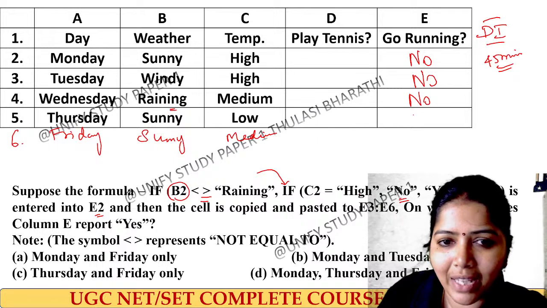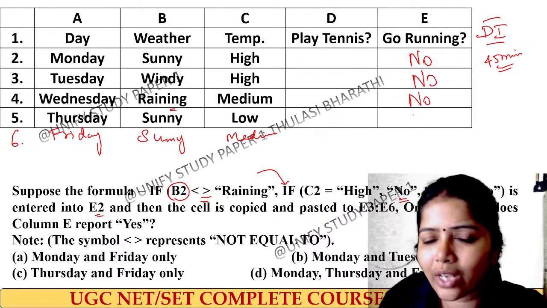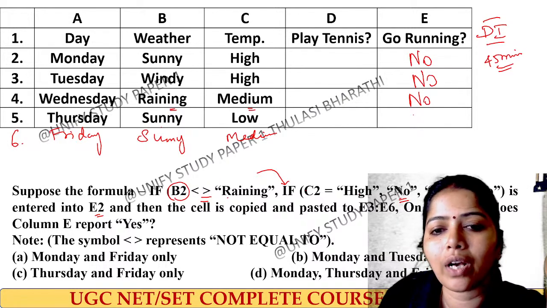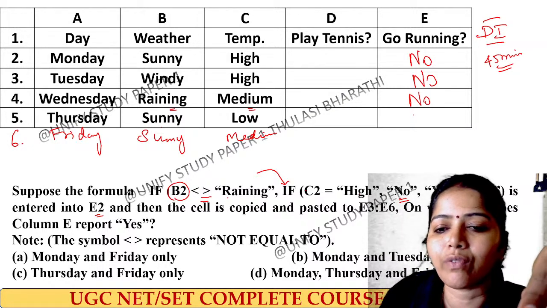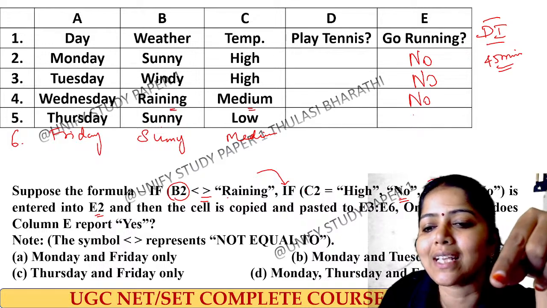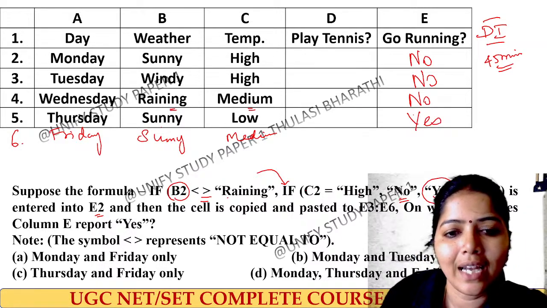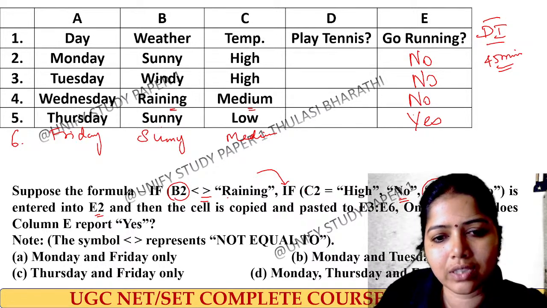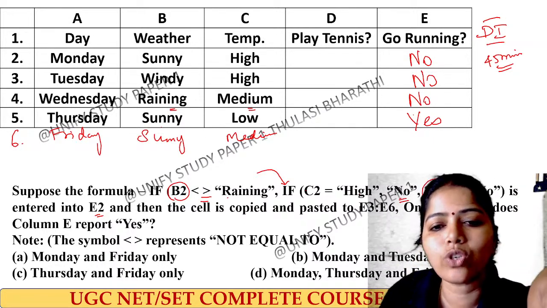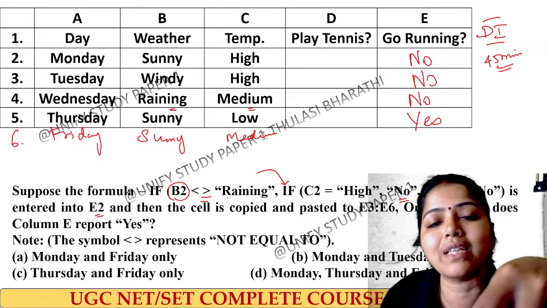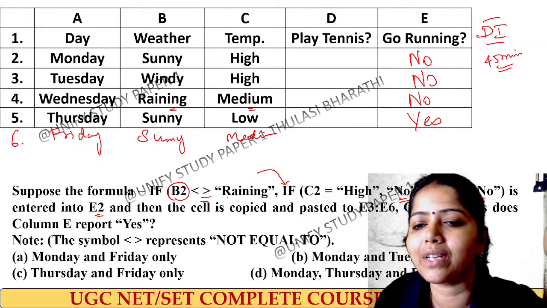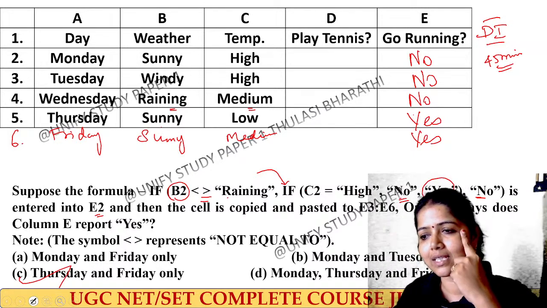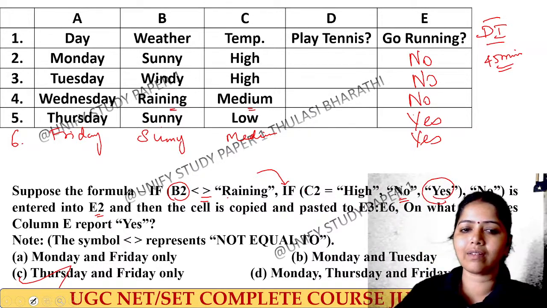Okay, right. Next one comes, sunny not equal to raining, it is true, then it goes inside. C2 is medium, so medium is equal to high is false, so it prints the S value. So here yes. Next, sunny not equal to raining, it is true, so get inside. The C2 value is medium, medium equal to high is false, so go and print yes here. So Thursday and Friday is the right answer. Am I clear, learners? Am I clear?